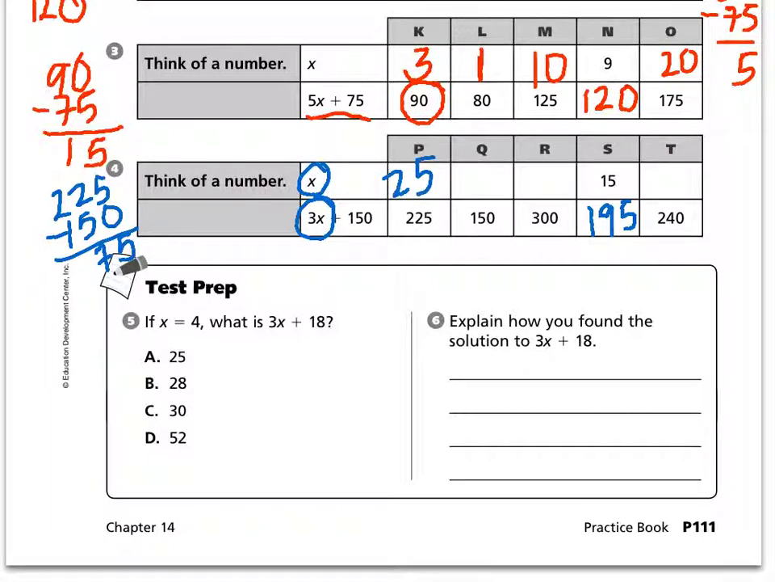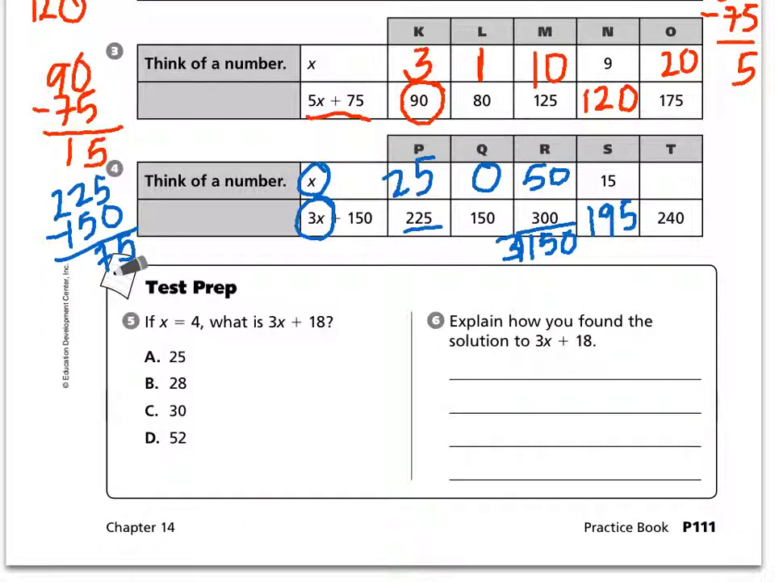So 25 times 3 is 75. 75 plus 150 is 225. For Q, you have 150, so you would take 150 minus 150, which is 0. And 0 divided by 3 is 0. For 300, you subtract 150, and you would get 150. You're going to divide that by 3, and you would come up with 50.